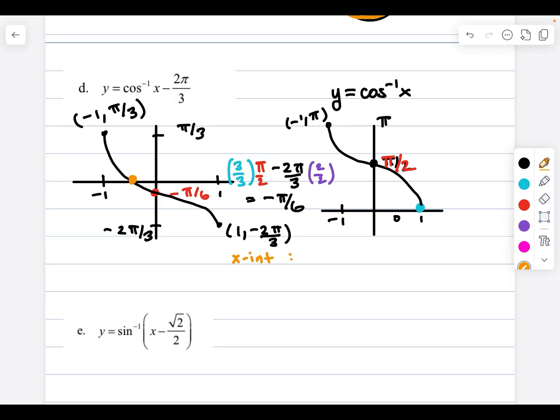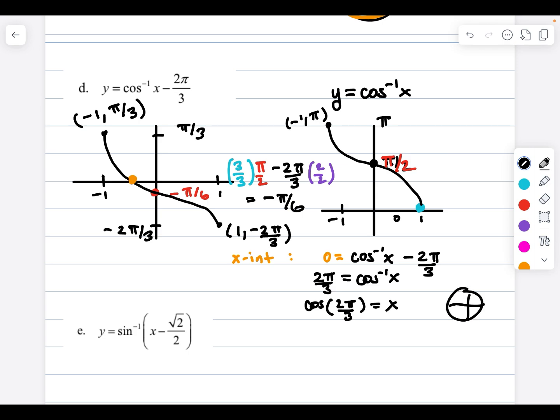So I'm going to plug in 0 for y. Add 2 pi over 3 to both sides. Take the cosine of both sides to undo the arc cosine. Here's the angle 2 pi over 3. The cosine of that angle is negative 1/2.